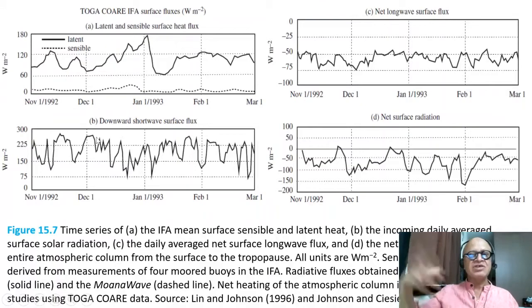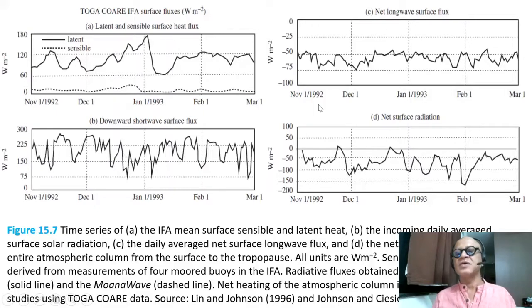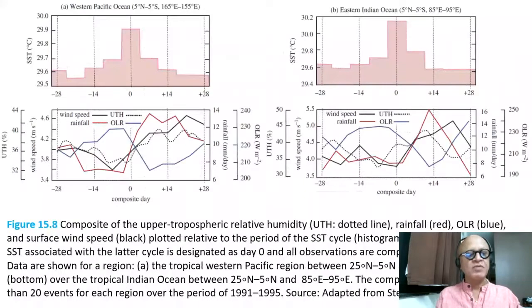Associated with the cloudiness and the convection, the downward shortwave flux also varies, and you can see the various timescales at which the radiation flux reaching the surface also varies. This is the net long wave surface flux, which is much larger than the sensible heat flux, but this is the net surface radiation. So you can see where it's negative and where it gets close to zero in terms of a balance between the radiative cooling and shortwave heating.